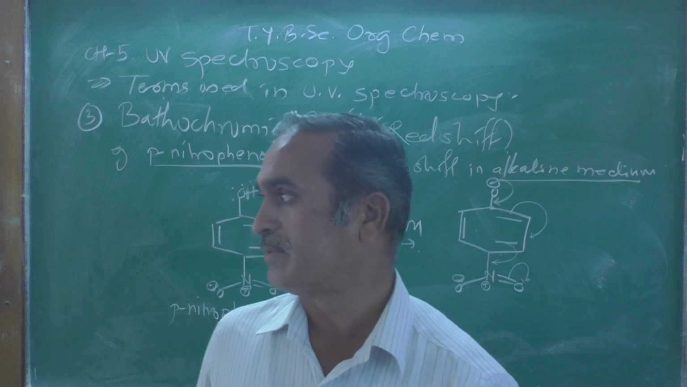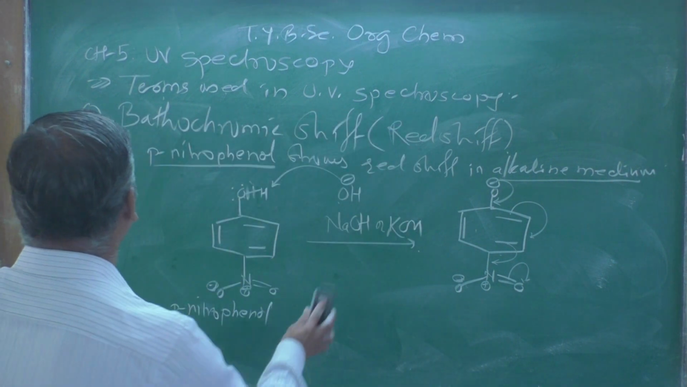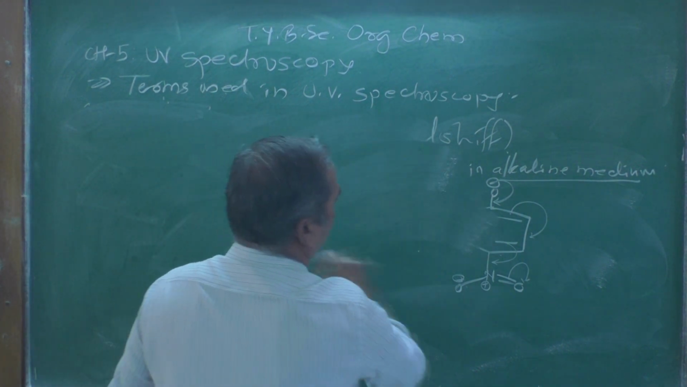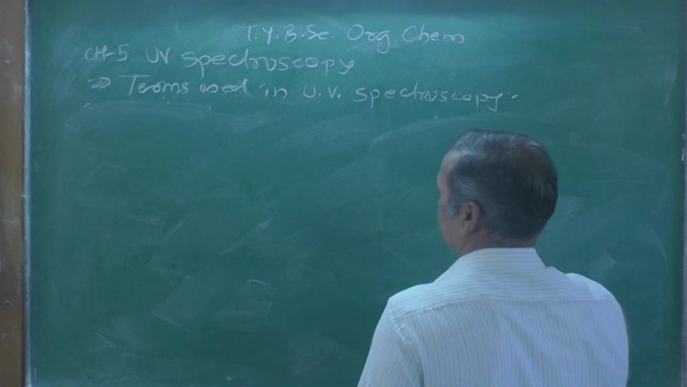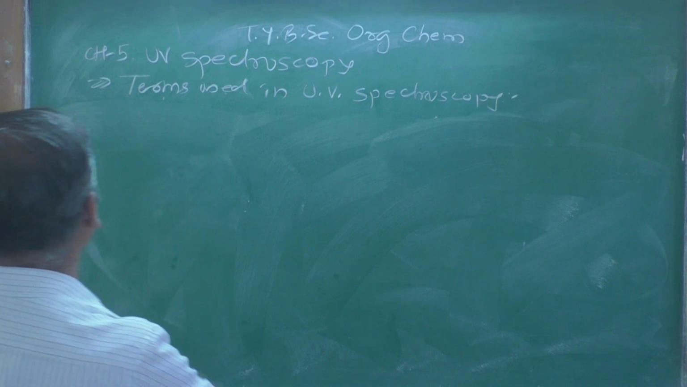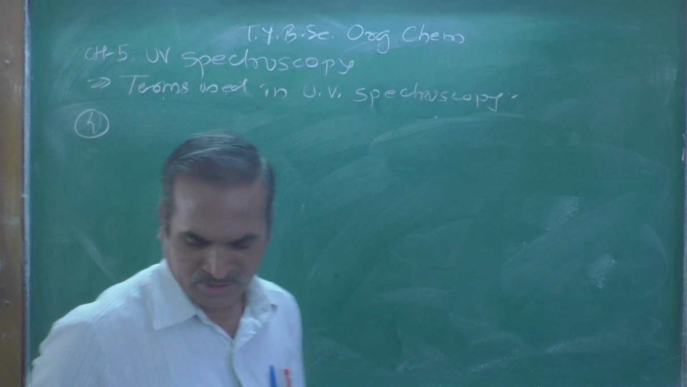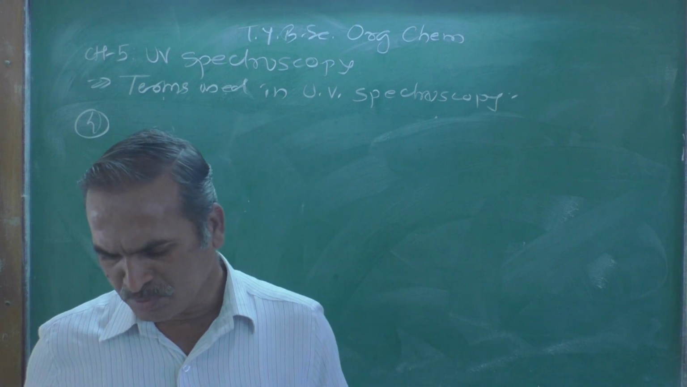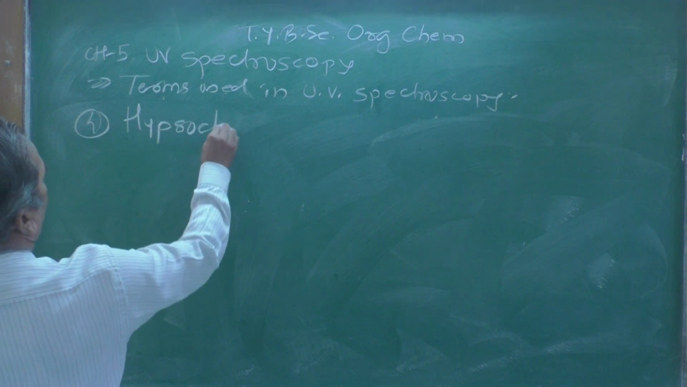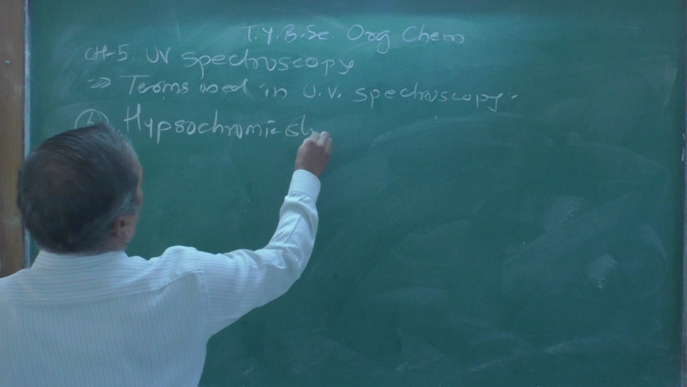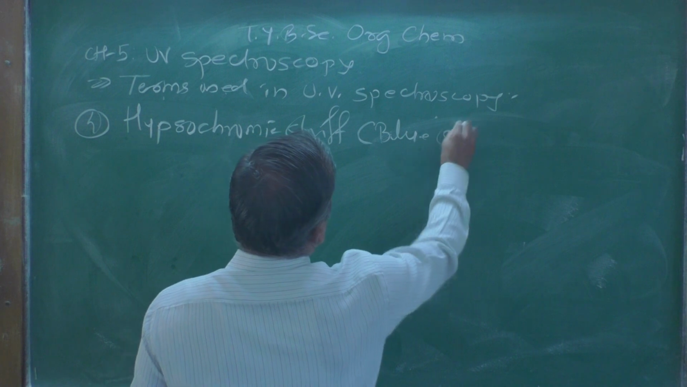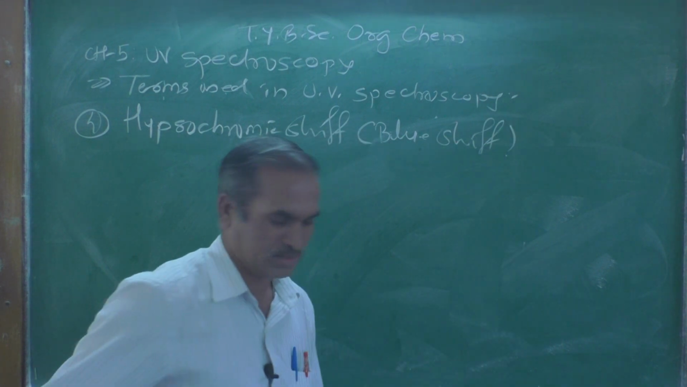Now move on to the next point. The next point we are going to discuss is the fourth important term used in UV spectroscopy, and the name of that fourth term is hypsochromic shift. Hypsochromic shift is also known as blue shift.